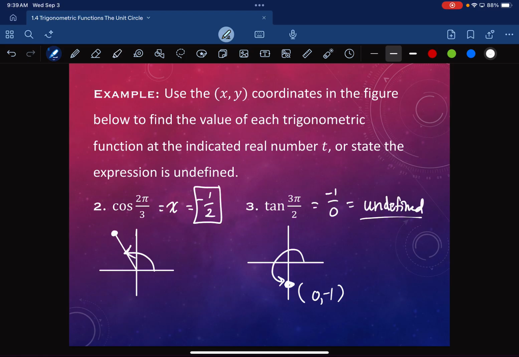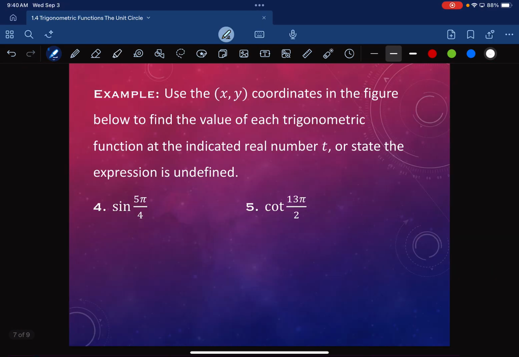You can write the whole word out. You can write the abbreviation UND if you wish. I'm good with that. You can't just write no solution because that has more than one meaning in different contexts. So I do want it to say undefined in some fashion, okay? So the answer that I'm looking for, if this showed up on your quiz, is undefined.